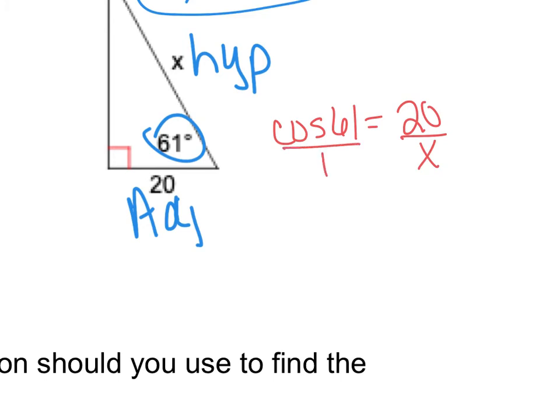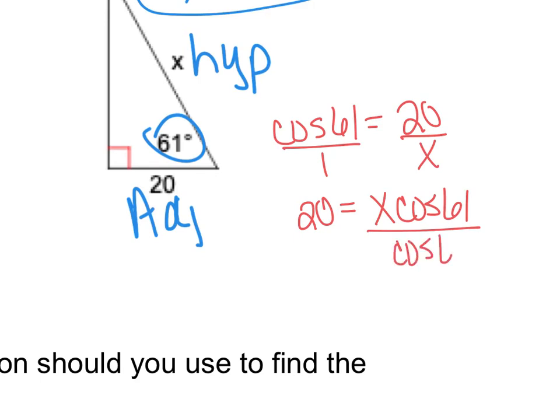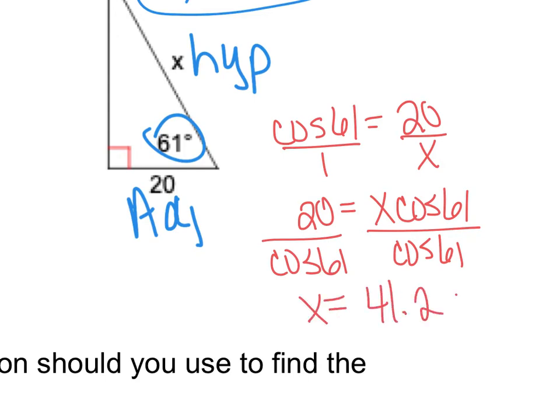Again, anytime you have that x in the denominator, it's going to be a little bit more difficult. So we have 20 equals x times the cosine of 61. If we divide that out on both sides, we should get that x equals approximately 41.25.